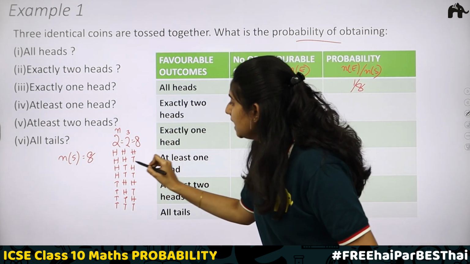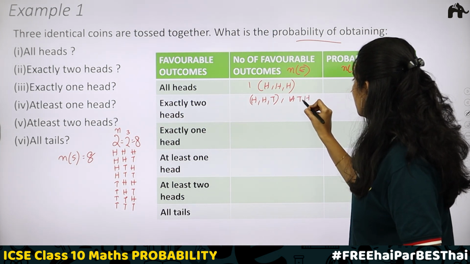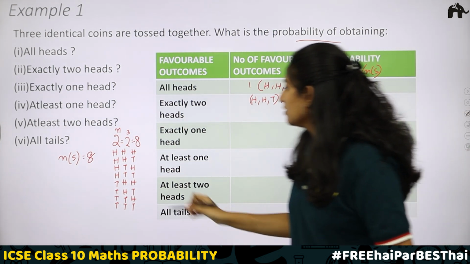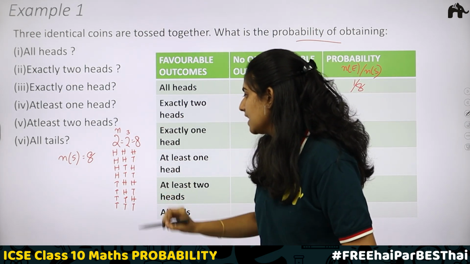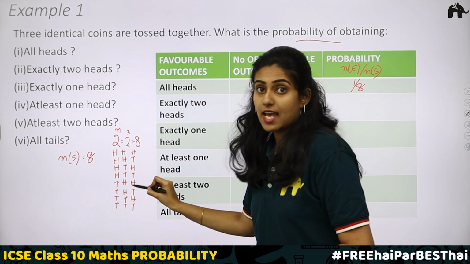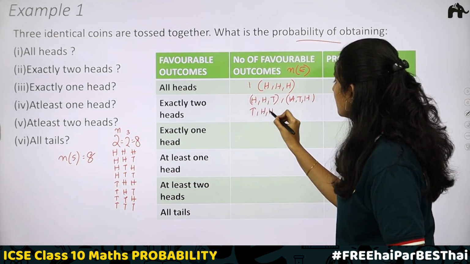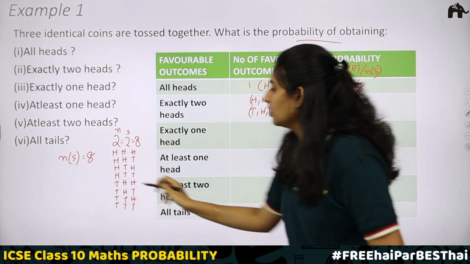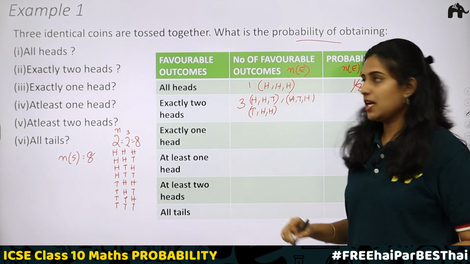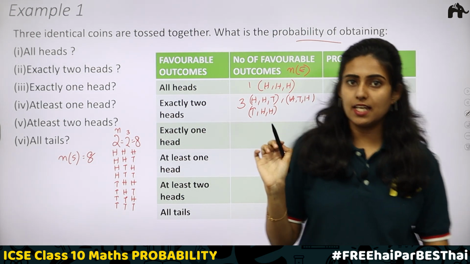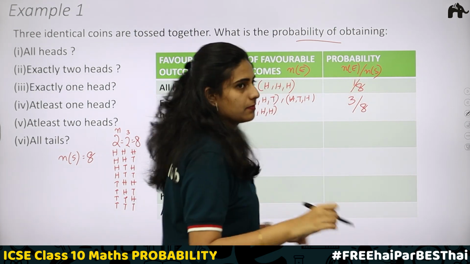Then H, T, H can be taken. Then, what else? H, T, T. Can you take this? No, right? Here, 2 tails are appearing. T, H, H: exactly 2 heads. T, H, H can be taken. Any other? No, right? We are getting 3 favorable outcomes. So, what is the probability in this case? Here, the probability will be equal to 3 divided by 8.